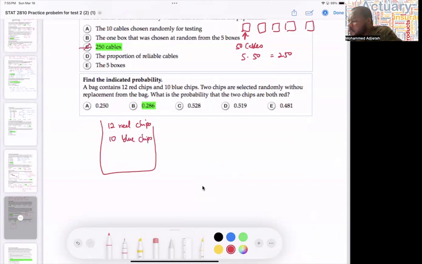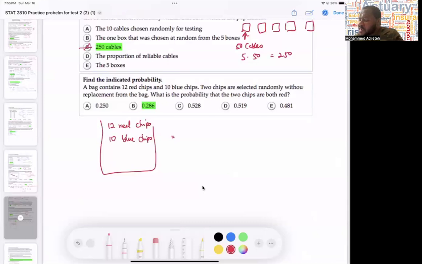Then we are told that 2 chips are selected randomly without replacement. So without replacement means that you just pick a chip and you don't put it back. Is that okay? What is the probability that the 2 chips are both red? So let's try to do that. So the first chip, it means that you pick red and red.